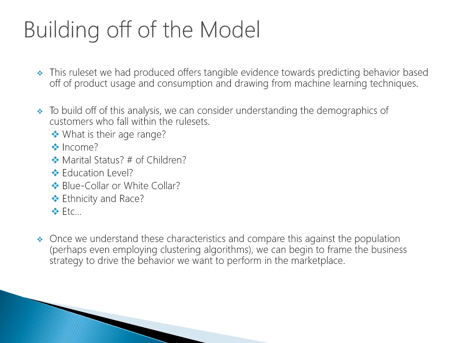Once we understand these characteristics and compare this against the population, perhaps we can even employ clustering algorithms. We can begin to frame the business strategy and drive behavior we want to perform in the marketplace. So if we see individuals are leaving that are at a certain income level and education level, we will create a marketing campaign that targets those individuals specifically. And so through the knowledge that we're gaining from our decision tree models and our rule set, we're turning this into actionable business intelligence and drawing from predictive analytics.